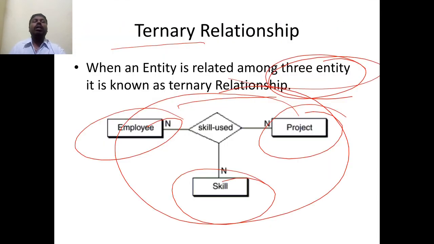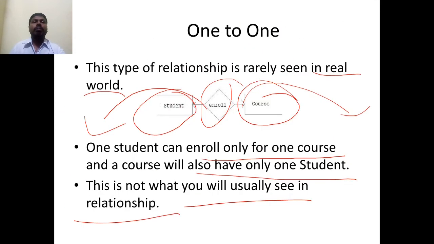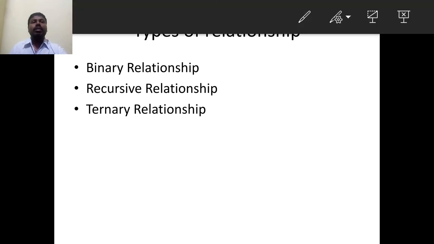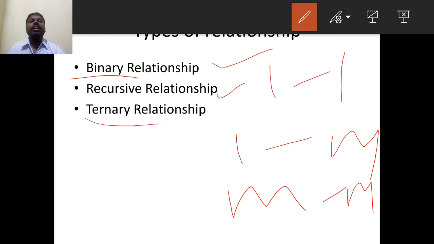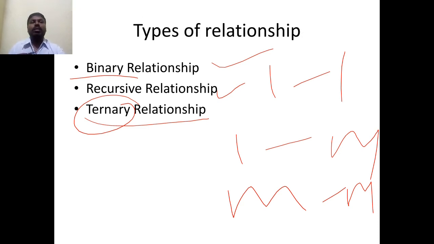I am going to conclude this video by giving a summary. First, binary relationship. We know it is a relationship between two entities, because binary means two. The binary relationship is further divided into three types: one to one, one to many, and many to many. Next, recursive relationship. An entity related to itself is called a recursive relationship. And the ternary relationship, ternary means three. Relationship among three entities is called a ternary relationship.